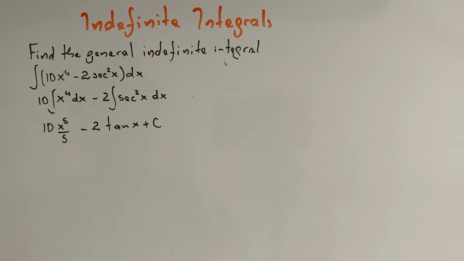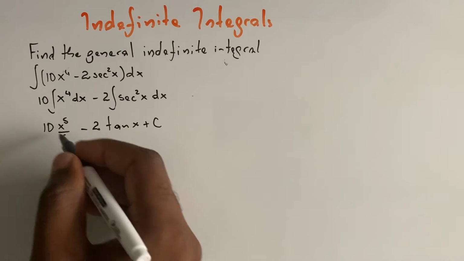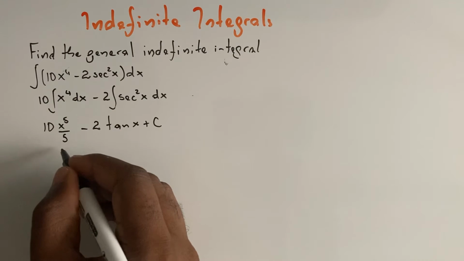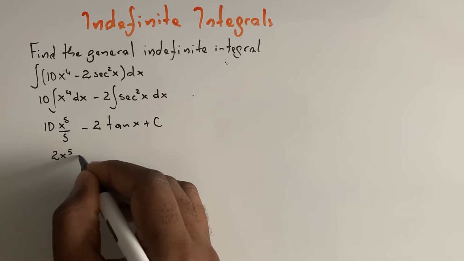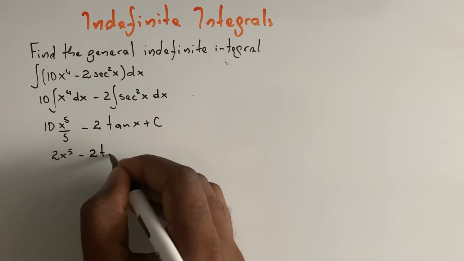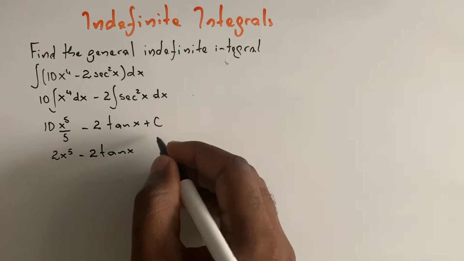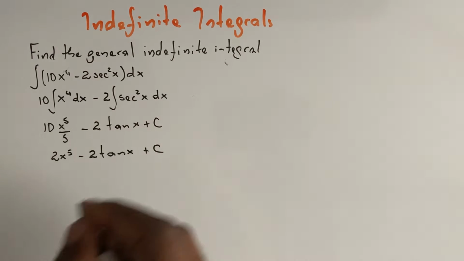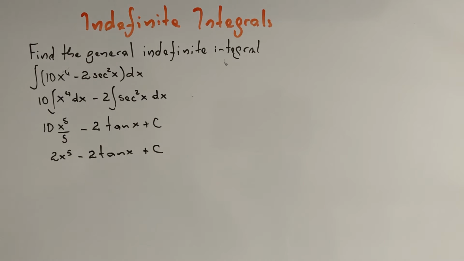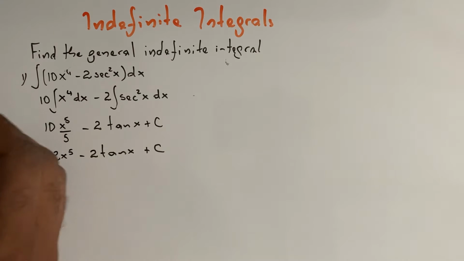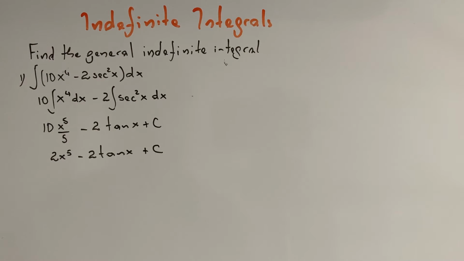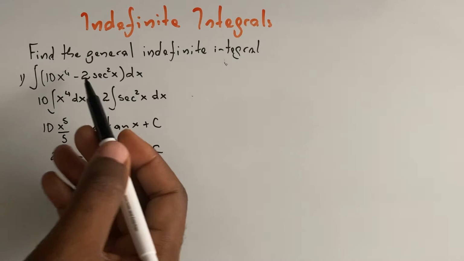All right. Then you can reduce the first part. 10 by 5 is just 2. So you'll end up with 2x to the 5th minus 2 tangent x plus c. And this is your answer for this problem here, if I call it number 1, for example. So this is how you get an indefinite integral for a problem like this.